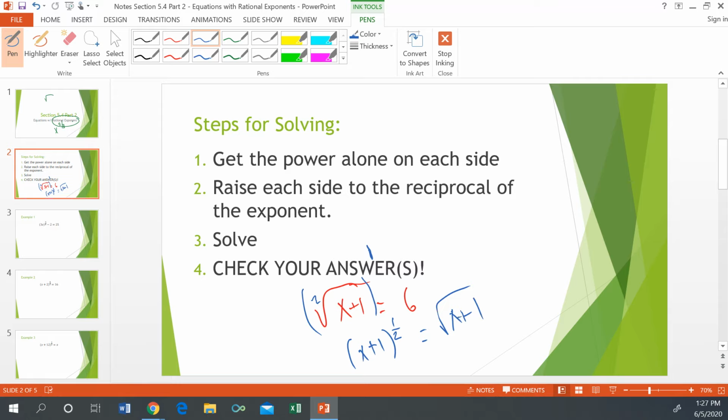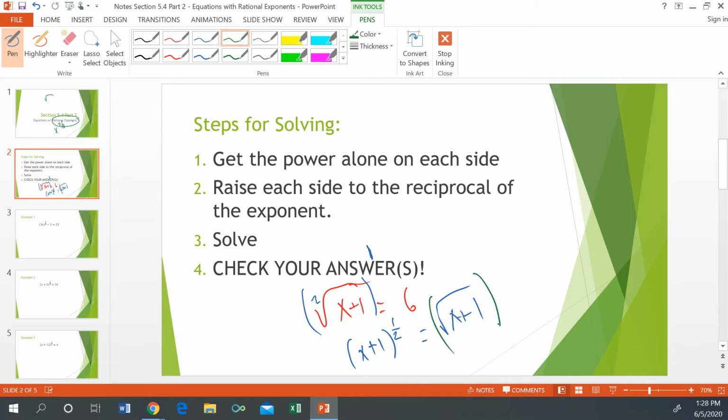So how did we get rid of a square root? We squared it. What's the reciprocal of a half? 2. So that is what you're going to do: raise this side to 2, raise that side to 2. What happens? They go away. So same thing: get everything by itself.